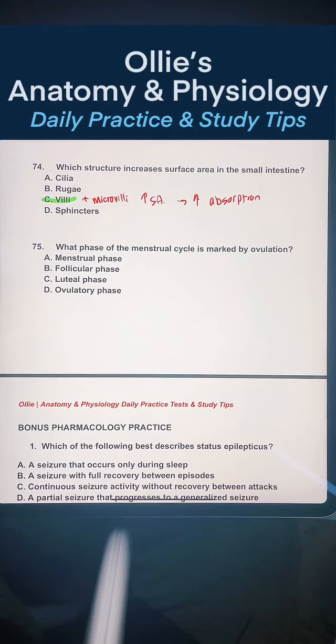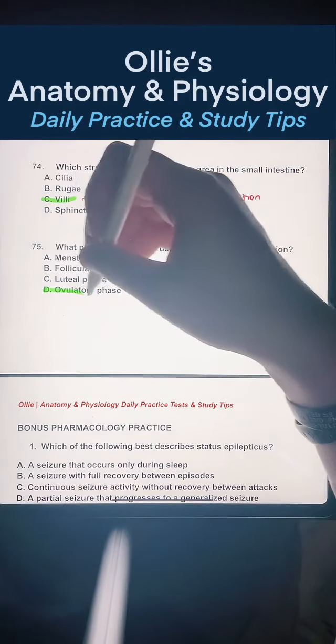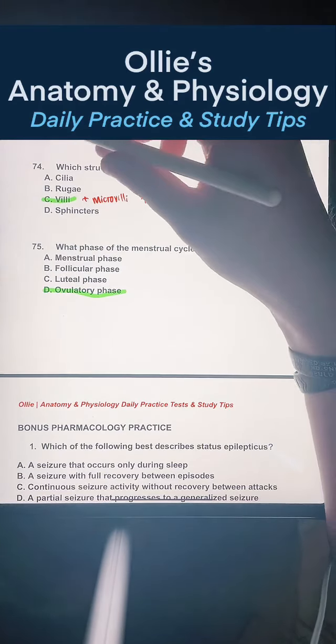Number 75, what phase of the menstrual cycle is marked by ovulation? I haven't taken pharmacology, but I'll try. We'll go through the pharmacology really quickly and Stefan will explain. The answer is D, the ovulatory phase.